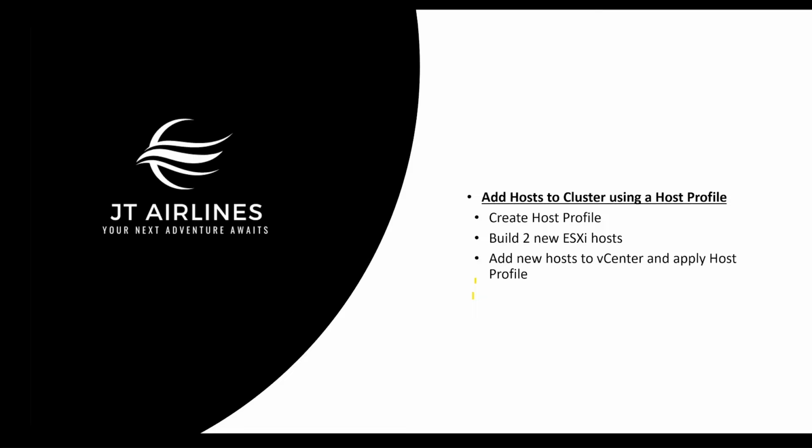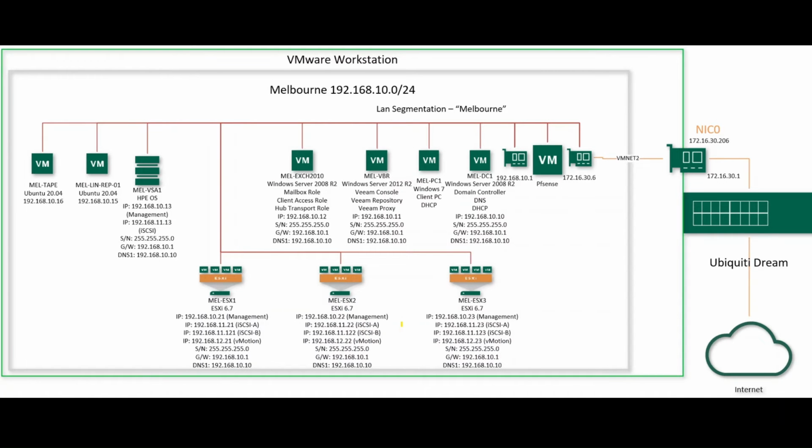So let's have a quick look at the network diagram, to see how things are going to look now. If you see just at the bottom of the screen, sorry, my pointer's not working. But we've got Mel-ESX1, which is our first host. That's the one that is currently running at the moment, and you can see the required IP addresses there. What we're going to be doing is adding Mel-ESX2 and Mel-ESX3 into the environment.